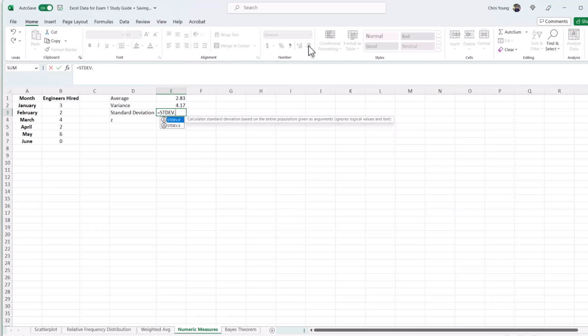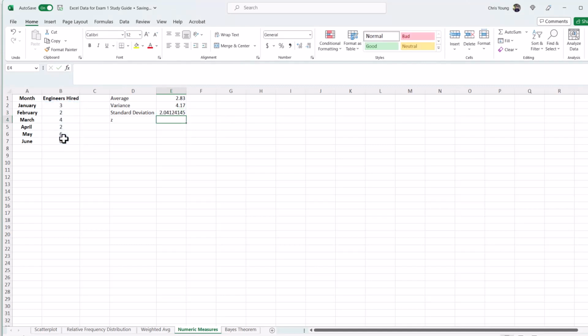If you use Excel, be careful. The problem did say that this is a sample. So you want to make sure that you're selecting STDEV.S as well as VAR.S. You don't want to use the P. If I select STDEV.S and highlight the numbers, we get 2.04.